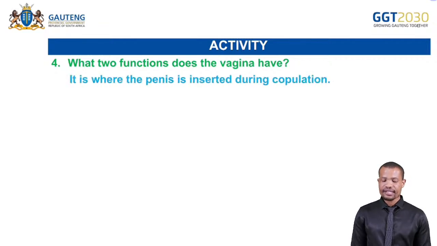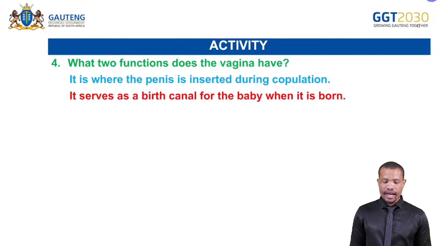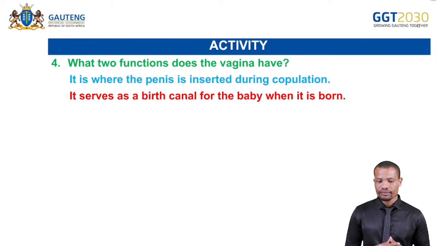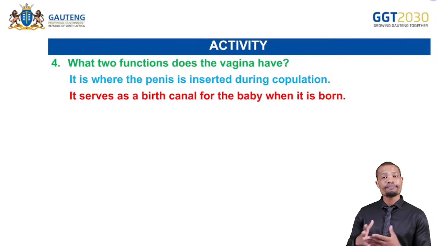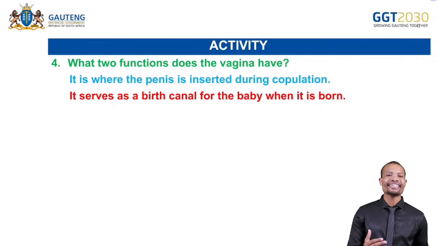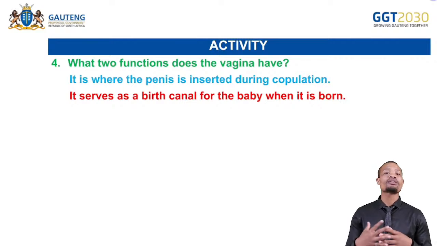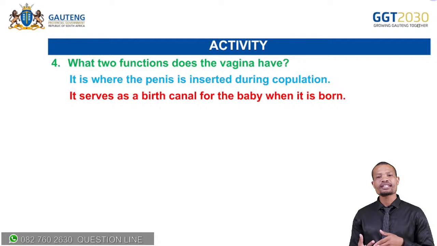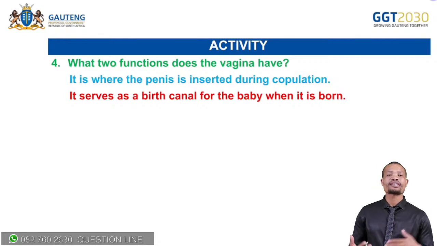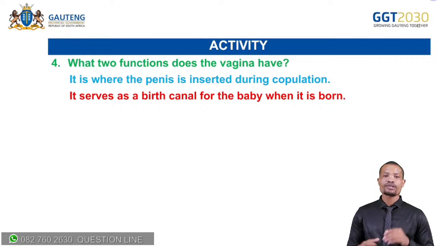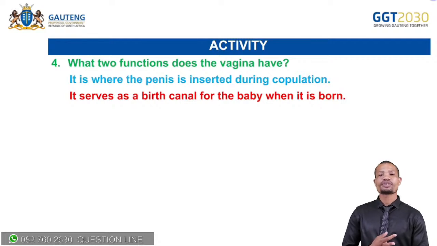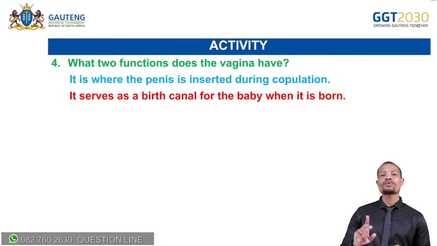It is where the penis is inserted during copulation, and it serves as a birth canal for a baby when it is born. Okay, it's an outlet for a baby during birth, and it is an inlet for the penis during copulation. So an inlet is like an entry, a point of entry, and an outlet is a point of exit. Okay, so the baby exits through the vagina during birth, and the penis enters through the vagina during copulation. So those are the two functions of the vagina. I hope it is clear.